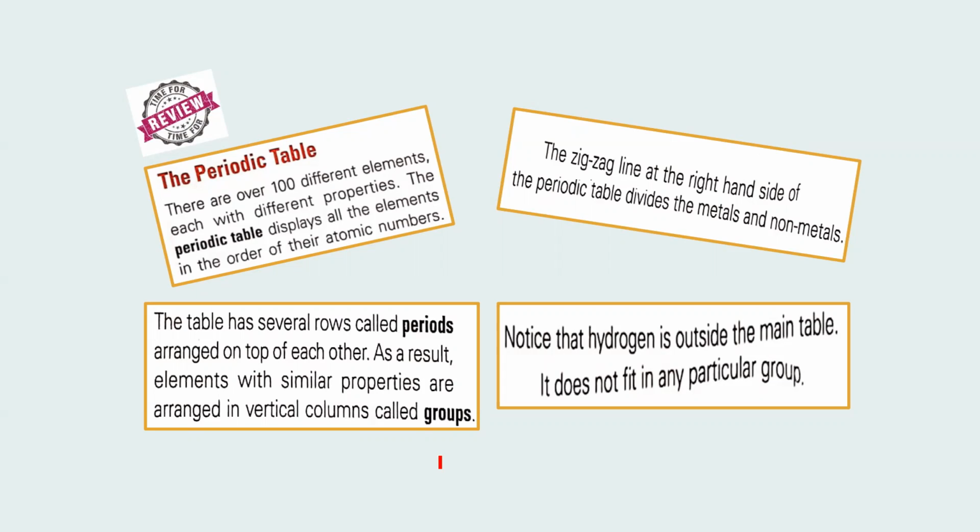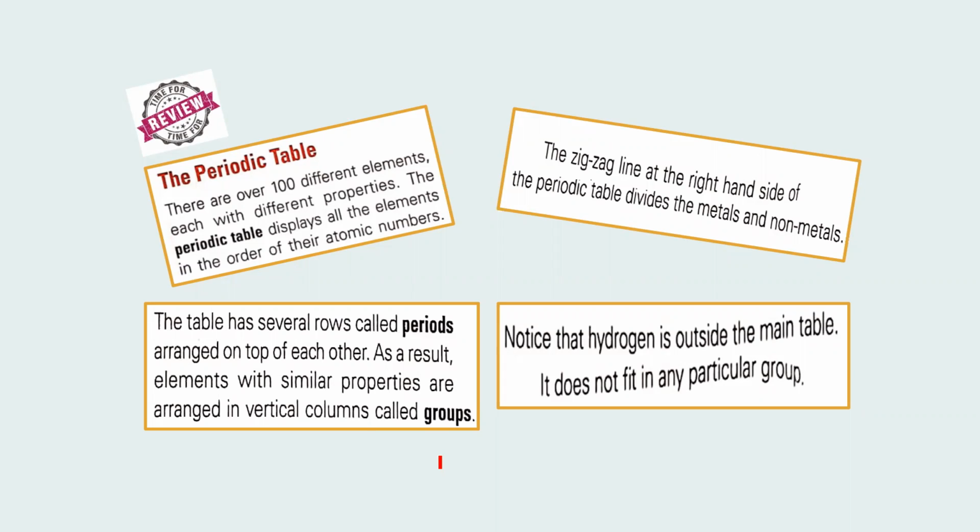Okay, so the elements are arranged here in the periodic table according to their atomic numbers. Then the table has several rows, that is also called periods, arranged on top of each other. As a result, elements with similar properties are arranged in the vertical columns called groups. Okay, then the periodic table is a combination of rows and columns. So the horizontal lines are called periods, and the vertical lines are called groups.